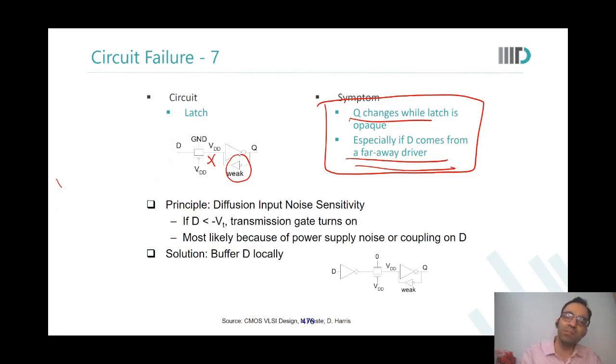You are saying it went to -500 millivolts, if D was 0, it went to -500. In the other case it could be that it was 1 and it went to, let us say, 2 volts. Yes, in both cases it will happen. So noise, crosstalk, whatever can cause it.